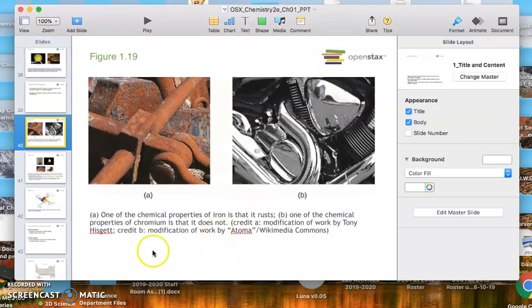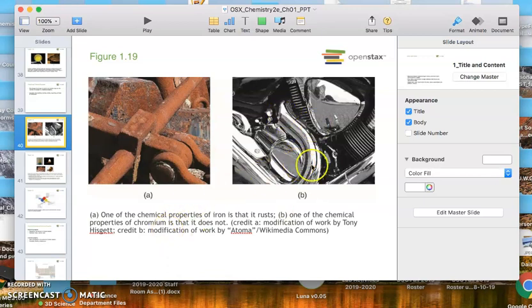So here is an example of differences in chemical properties. Here we have iron, and we can see that some of the iron has rusted to form iron oxide. Okay. So the property of iron is it can rust. That is a chemical property of iron. Chromium does not rust. Stainless steel does not rust. Okay, those are properties of different elements or compounds.